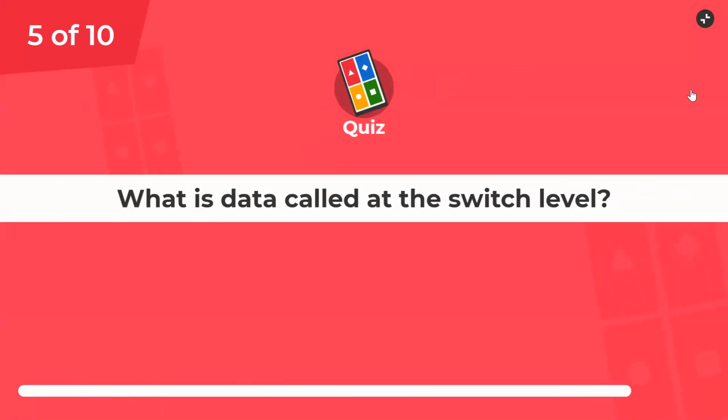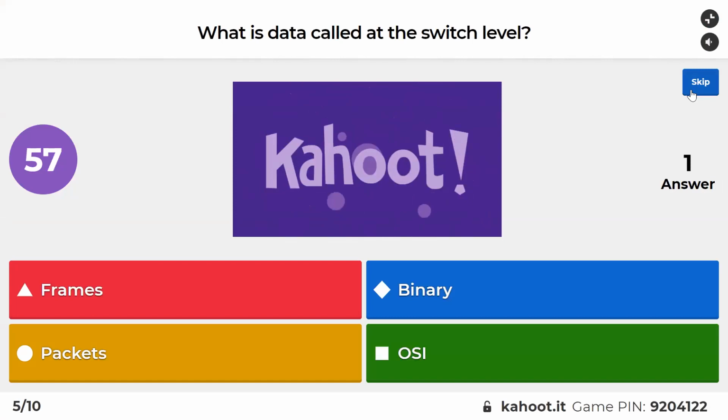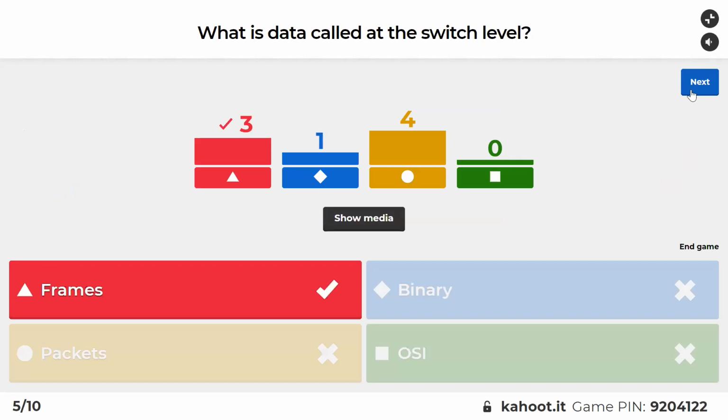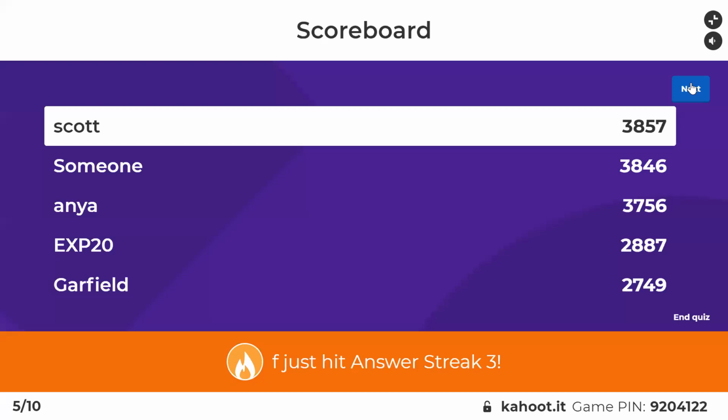I call that the switch level. Okay, the answer is frames. For those of you who chose packets, packet is what we call data at the router level. But yeah, congratulations to anyone who picked frames. Someone and Anya have moved up.